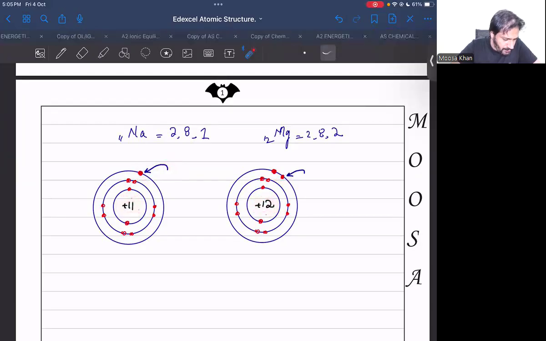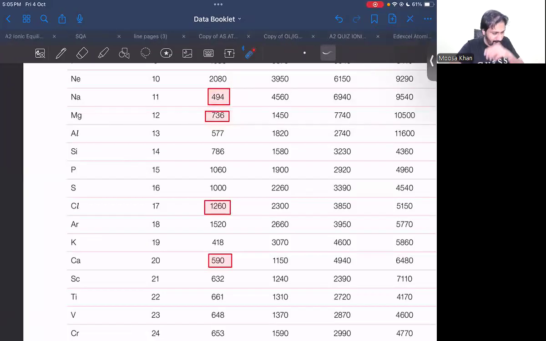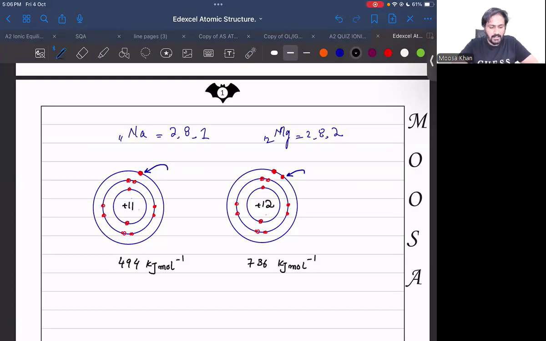If I just show you the values of their ionization energies, for sodium, the value of first ionization energy is 494. For magnesium, it is 736. Yes, there is a difference. Magnesium's first ionization energy is greater as compared to sodium: 494 kilojoules per mole and 736 kilojoules per mole. So why is that? Because magnesium has a greater nuclear charge.